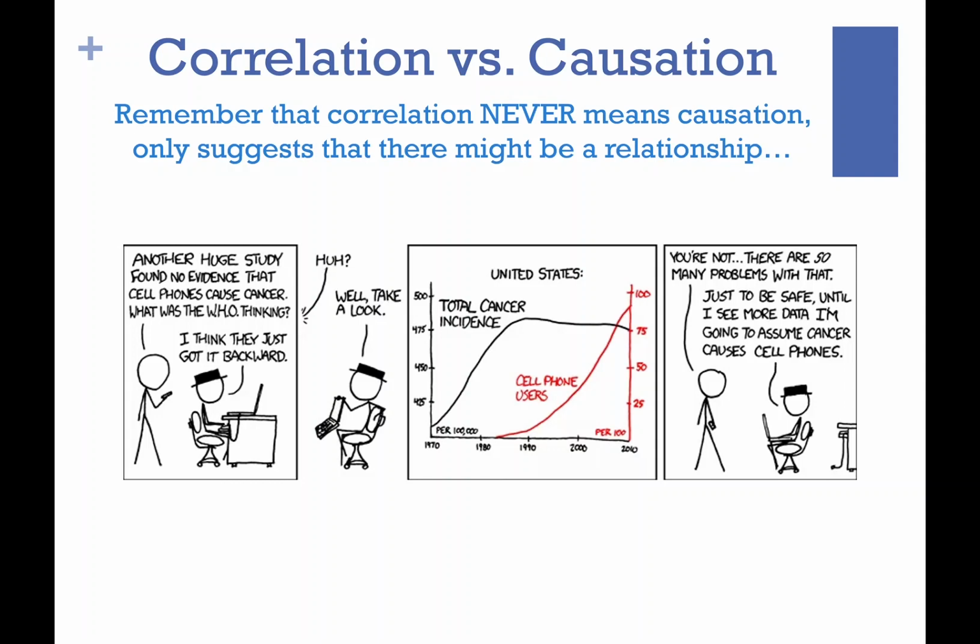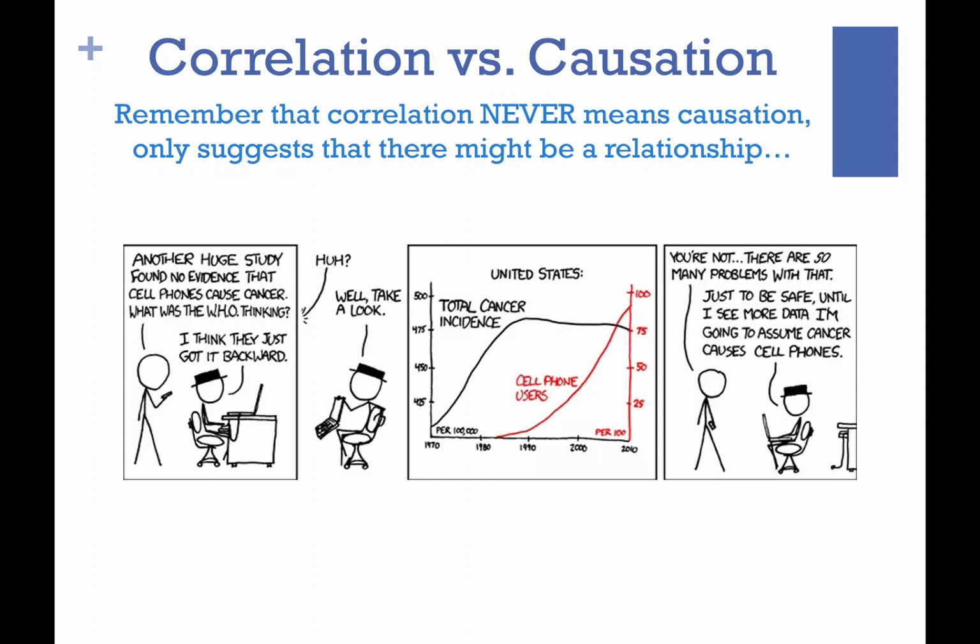So to make it comical, you look at the last scene there and it says there are so many problems with that. And just to be safe, until I see more data, I'm going to assume that cancer causes cell phones. So again, correlational data is not necessarily that one thing causes the other. They just happen to correlate and they are instances of variables that happen alongside one another. And it's usually because of something else entirely, right?